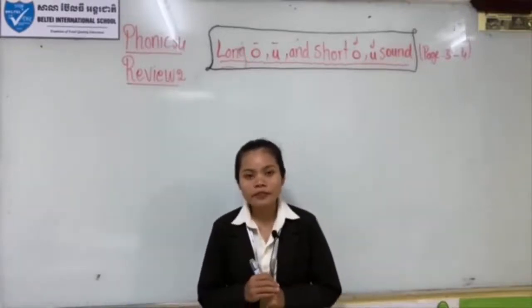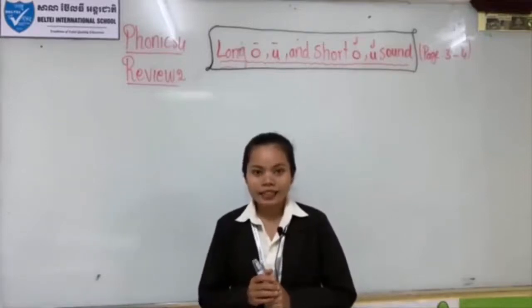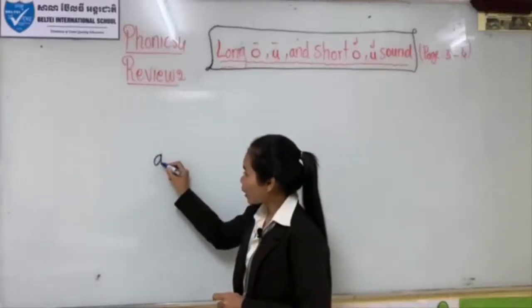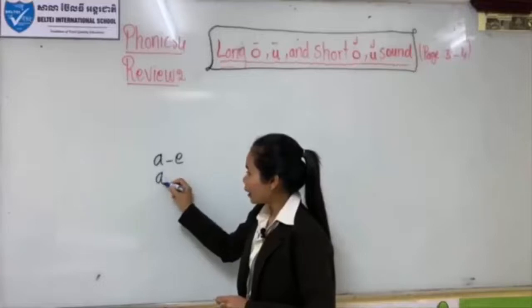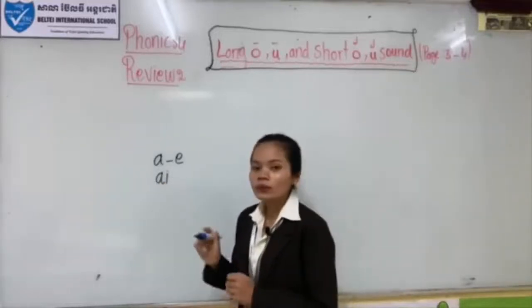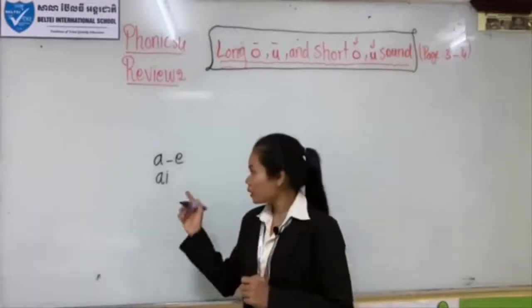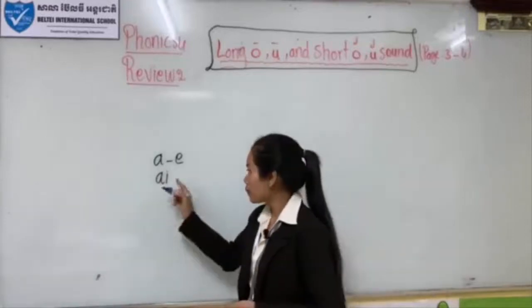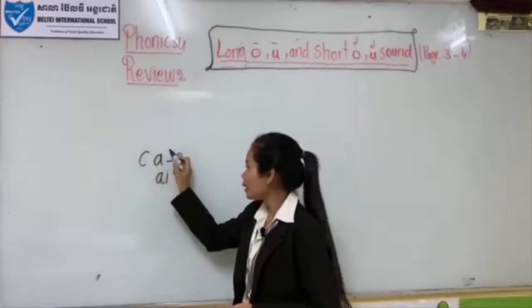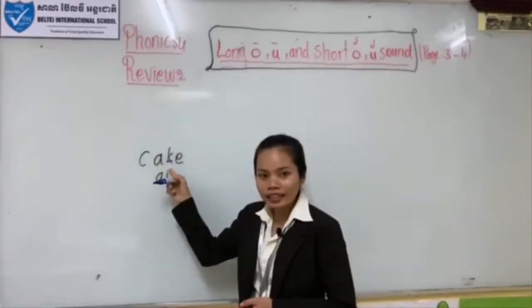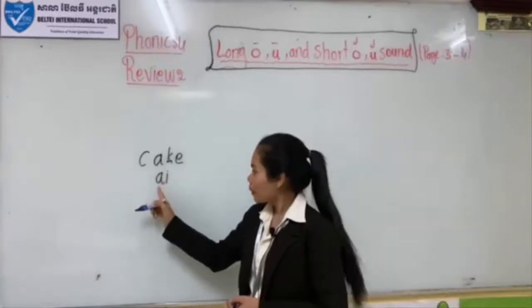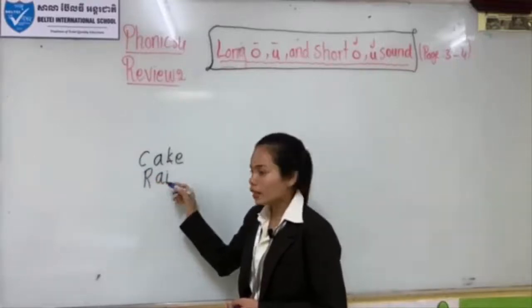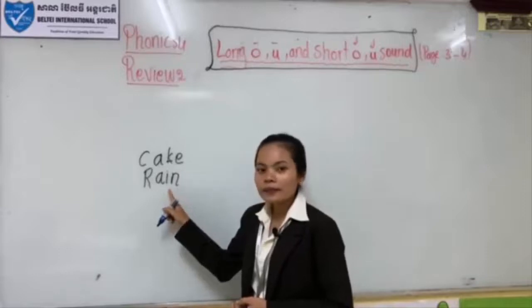For the long A sound, we pronounce it A. Repeat after teacher. A. Okay, so we have A silent E, A I. These two, you can remember this is long A sound. For example, K, A, K, cake, cake. How about here? Example like R, A, rain, rain.